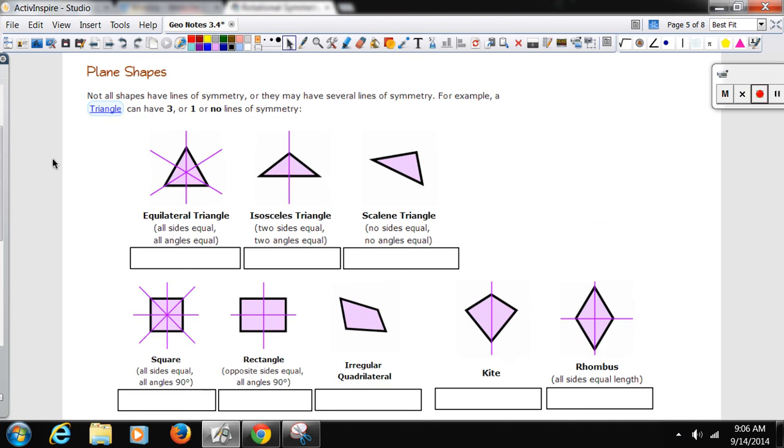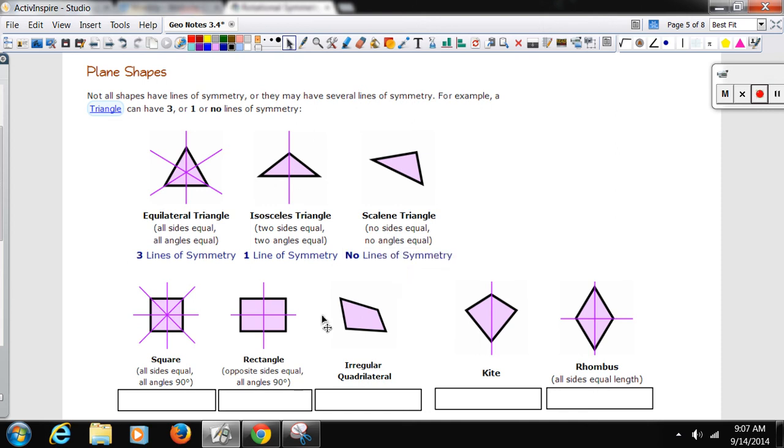And there are shapes that have many lines of symmetry through them. Like an equilateral triangle, you'll see, has 3 lines of symmetry. You can cut right here, and the shape would fold on top of itself. You cut it through here, the shape would fold on top of itself. An isosceles is always going to have 2 lines of symmetry. This side would fold on top of this side. Scalene, no equal sides, no lines of symmetry.